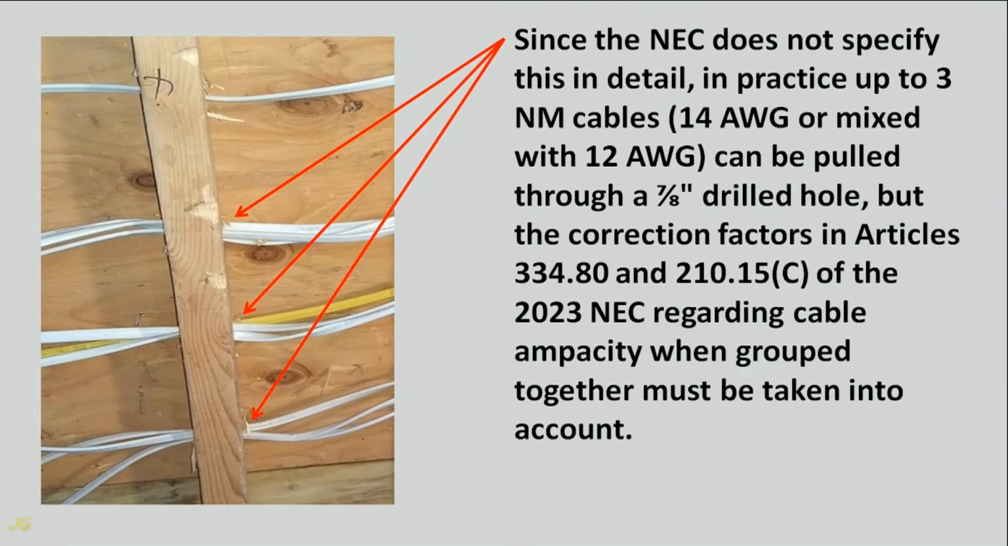Since the NEC does not specify this in detail, in practice up to 3 NM cables, 14 gauge or mixed with 12 gauge, can be pulled through a 7/8 inch drilled hole. But the correction factors in Articles 334.80 and 210.15 C of the 2023 NEC regarding cable ampacity when grouped together must be taken into account.